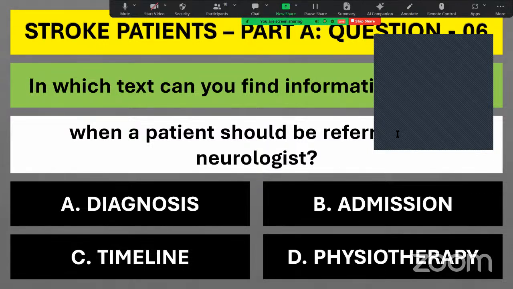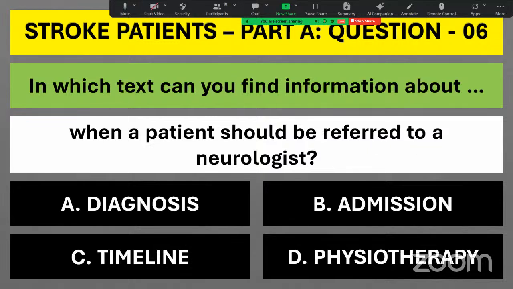When a patient should be referred to a neurologist. When a patient should be referred to a neurologist. When means what? Think about that. It will help you as a clue. Come on, when means what?